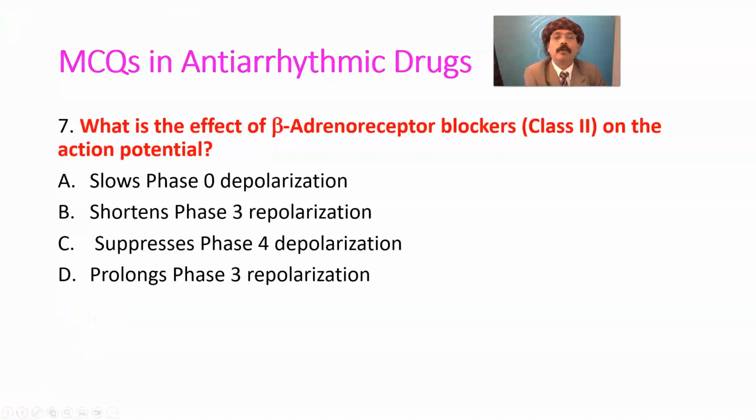Question number 7. What is the effect of beta-adrenoreceptor blocker, that is the class 2 antiarrhythmic drug, on the action potential? Okay. Slows phase 0 depolarization, shorten phase 3 repolarization, suppresses phase 4 depolarization, prolong phase 3 repolarization. So what is the answer? Answer is C. These class 2 beta blockers, what they do, they suppress phase 4 depolarization. C is the answer. Okay, we got number 7.